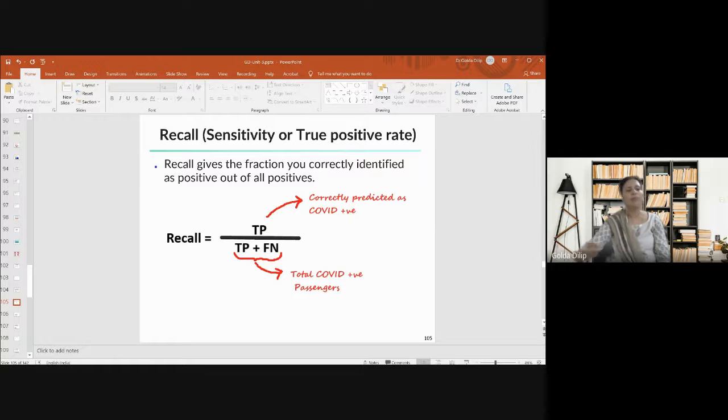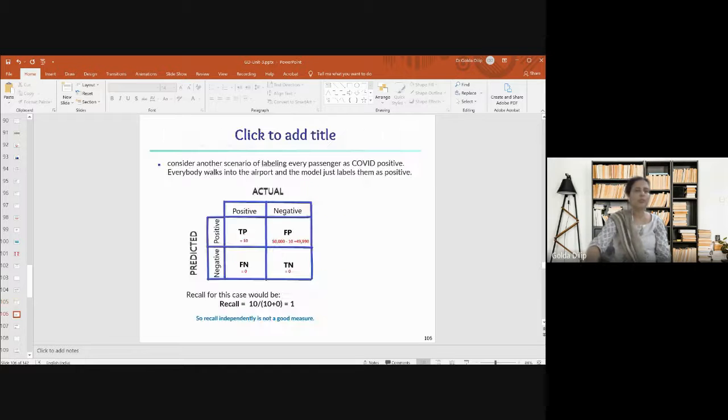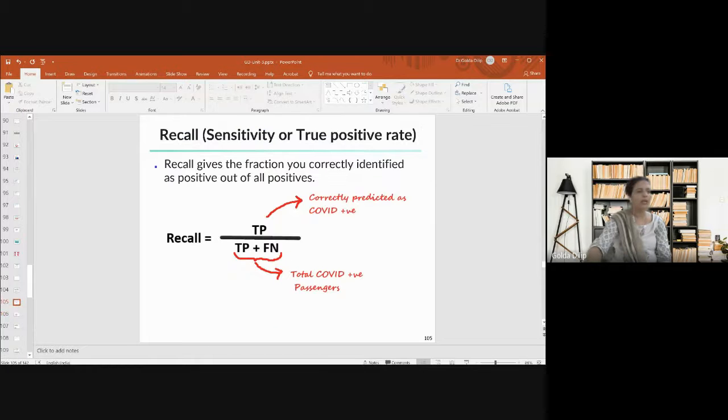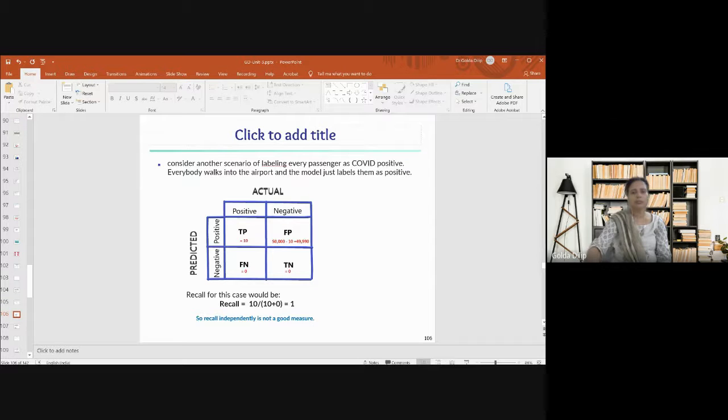Going back to our previous strategy, what was it? We labeled everybody as negative. If we do that, what will be the recall in that case? You will land up with 0 divided by 0 plus 10, so 0 by 10, which is 0. So you get a recall of 0.